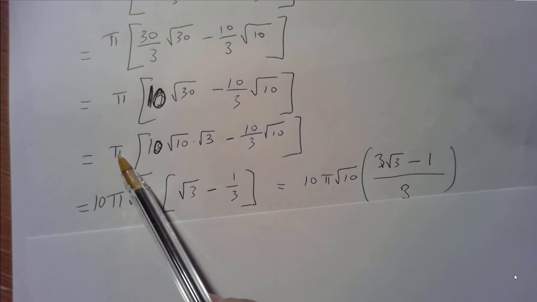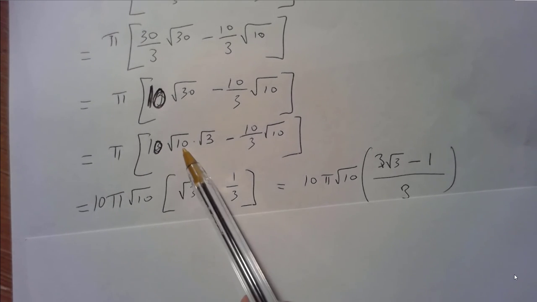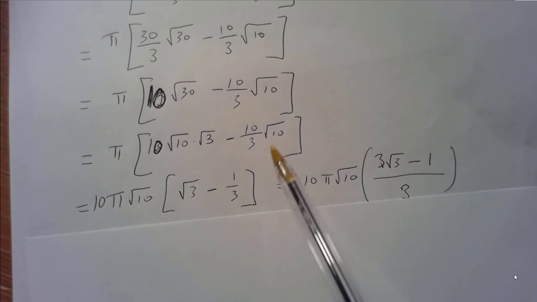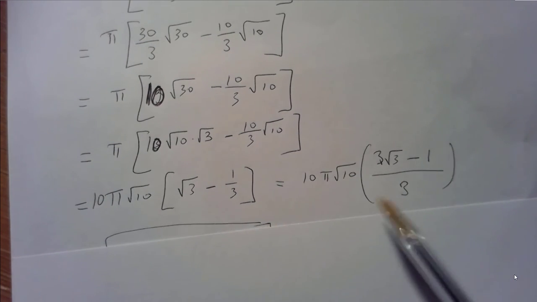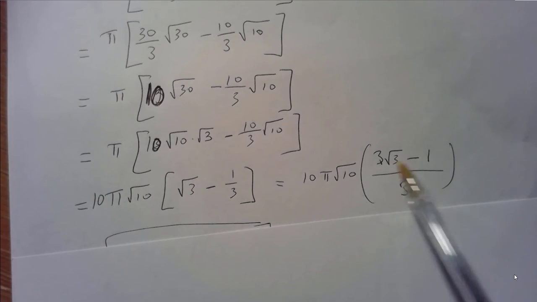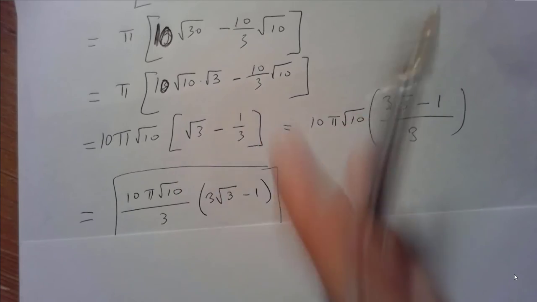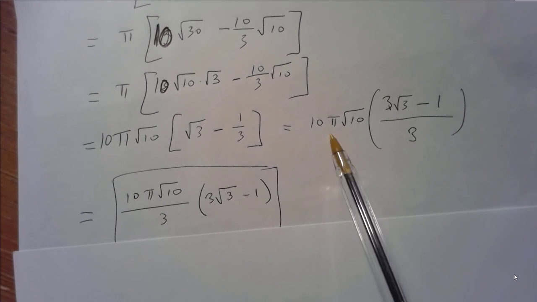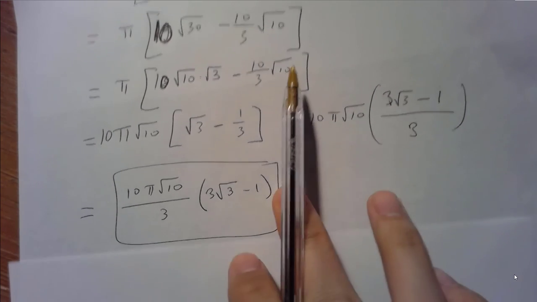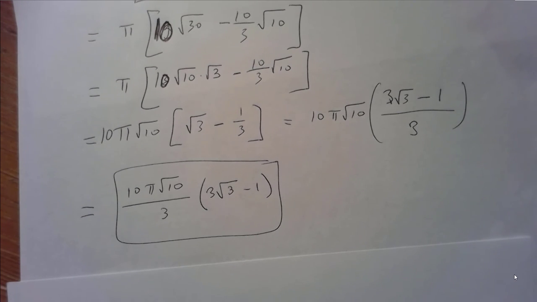So pi, now I can pull 10 radical 10 to the outside. Then the first term only has the radical of 3. The second term, when I pull out 10 radical 10, only has the 3 at the bottom, so 1/3. Then we can use the LCD as 3, and subtract the two fractions. Finally, I can just pull the 3 to the front, and inside the parentheses is 3 radical 3 minus 1. And that is the simplified version of the answer.